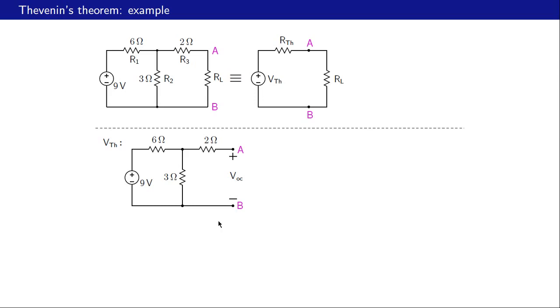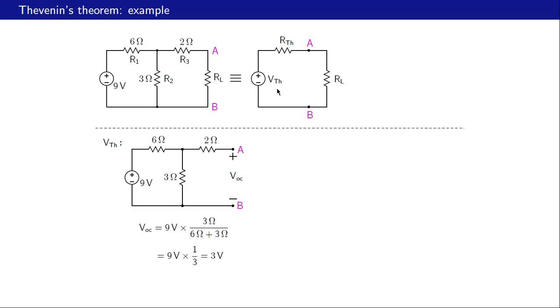That is a straightforward calculation. There is no current through this 2 ohms resistance, so no voltage drop there, and therefore VOC is the same as this voltage drop, and that can be found by voltage division. That is 3 ohms divided by 9 ohms times 9 volts. So that comes to 3 volts. So our VTH, which is the same as VOC, is 3 volts.